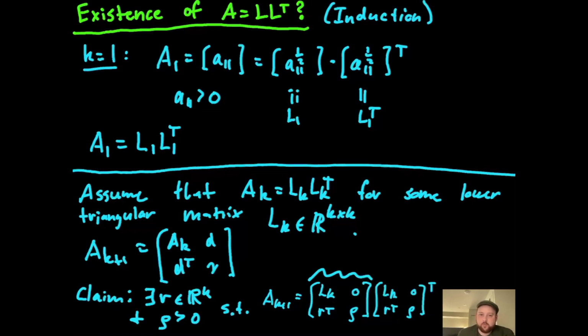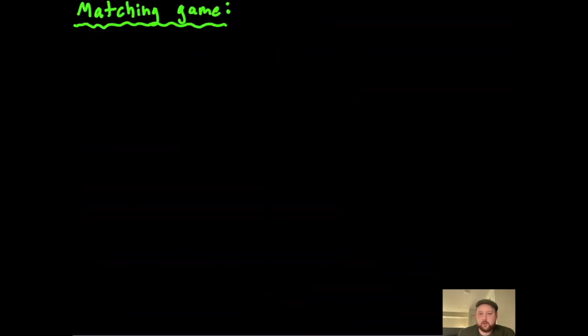So this would be LK plus 1, by the way, and this would be LK plus 1 transpose. If we could prove that this vector R and rho exist, then we're done with the proof. But we have to make sure that R always exists and that rho always exists and is positive. It's a positive real number. So that will take us to the next slide. How can we prove that this R and this rho always exist?